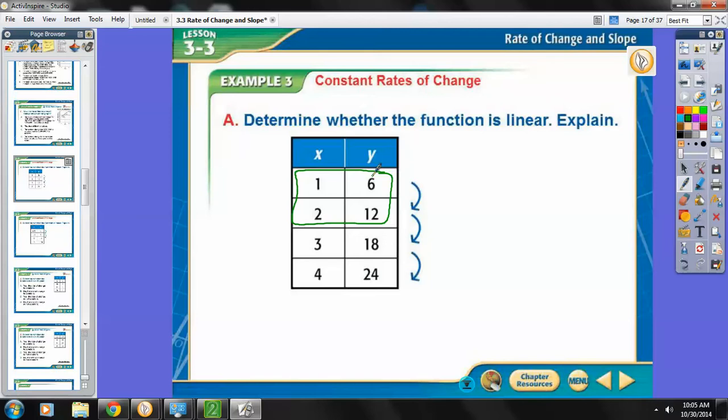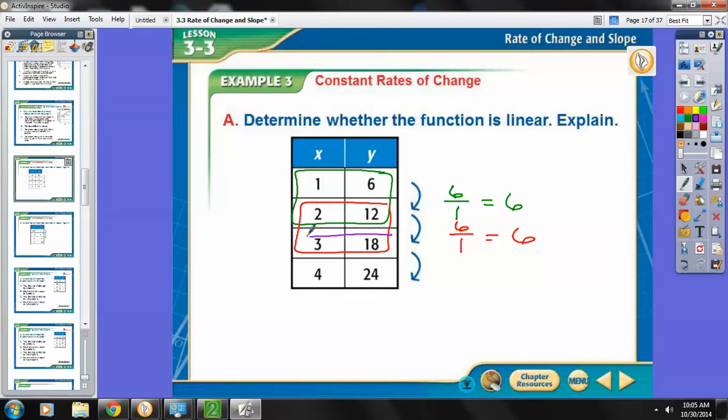So 12 minus 6 is 6, and 2 minus 1 is 1. So our rate of change is 6. Go to your next two ordered pairs. Let's look at these two here and see if our rate of change is the same. 18 minus 12 is 6, and 3 minus 2? 6 divided by 1 is 6.